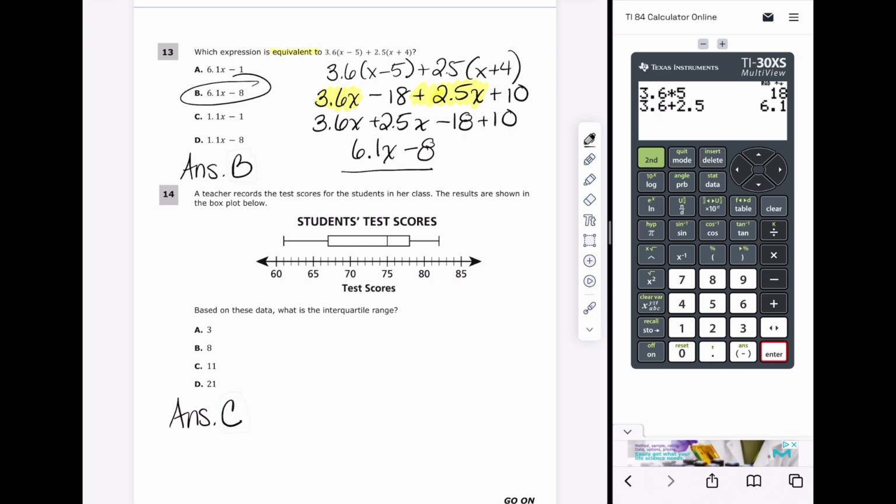A teacher, another box and whisker plot. They record test scores for students in class. The results are shown below. Based on the data, what is the interquartile range? So remember, that means when I'm looking at the box part, what is the distance from here to here?